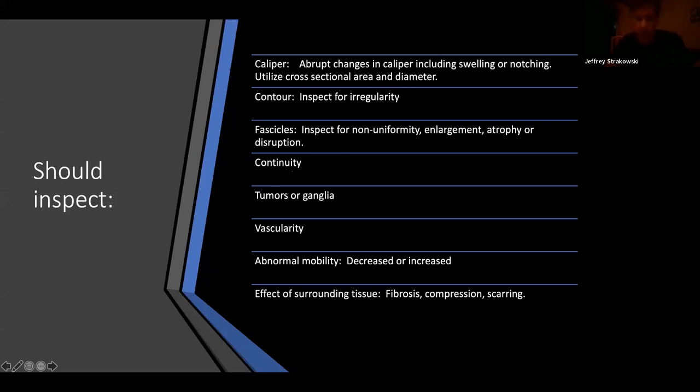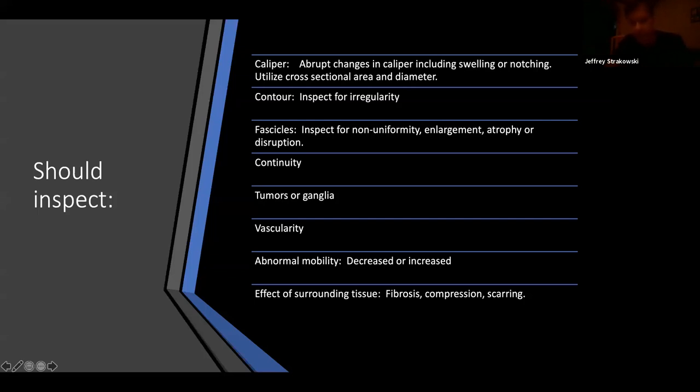If the nerve is no longer in continuity, it's not going to do well. Looking at tumors or ganglions, looking at the relative vascularity of the nerve, looking at mobility of the nerve, is it increased or decreased? And as we learn more and more ordinal scales about how much nerves should move or how much excursion they have, knowing that this can be measured can actually help us determine states of pathology.